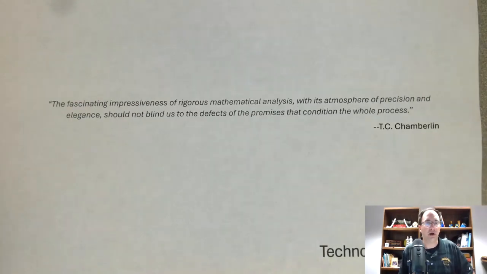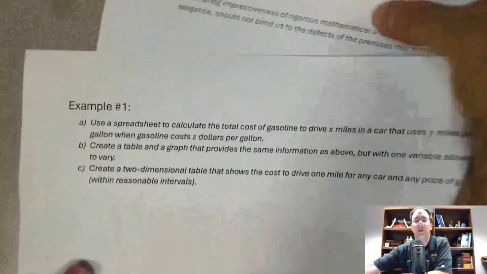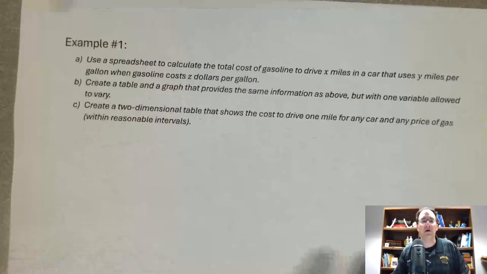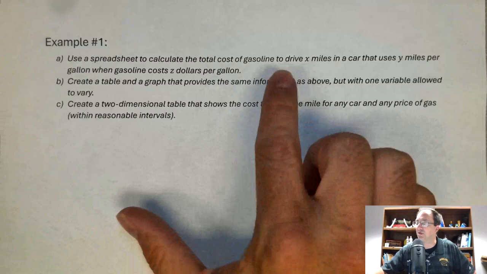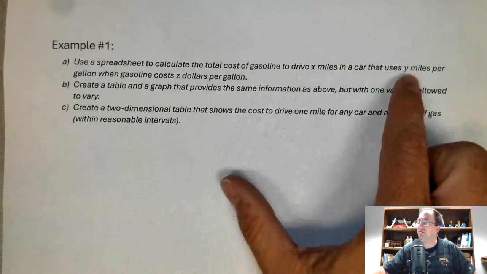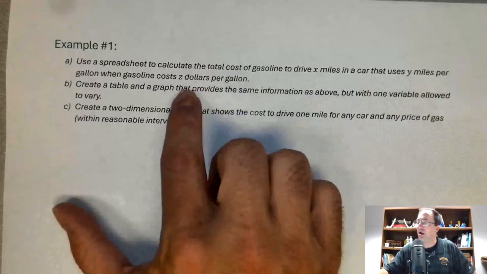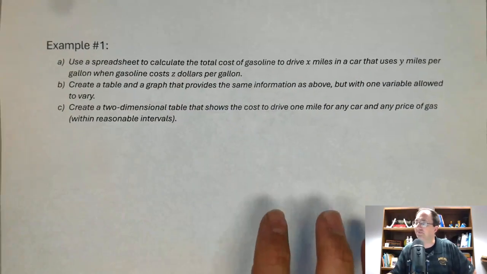So for our video today, we're going to look at a spreadsheet. And to help us get a sense of what the basic things a spreadsheet can do, we're going to look at the following example. It has 3 parts, but it all revolves around the idea of calculating how much it costs to drive a car. In the first example, we're going to calculate the total cost as a function of miles in the car that uses miles per gallon, and the price of the gasoline will be the 3 variables.